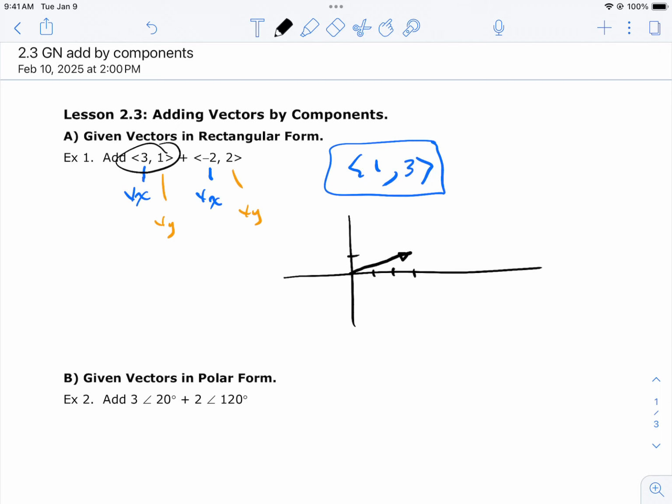And then negative 2 comma 2, what's that one? That one would be, well, you have to go in the x direction negative 2, which means backwards, and then in the y direction positive 2, which means up there. If you started at the origin, you end up at the point negative 2 comma 2. And so that's the other vector.